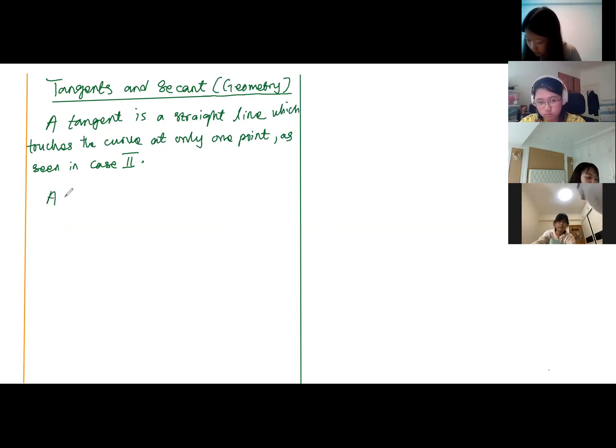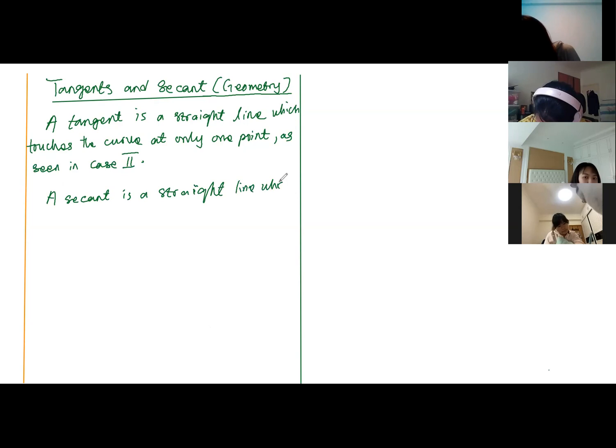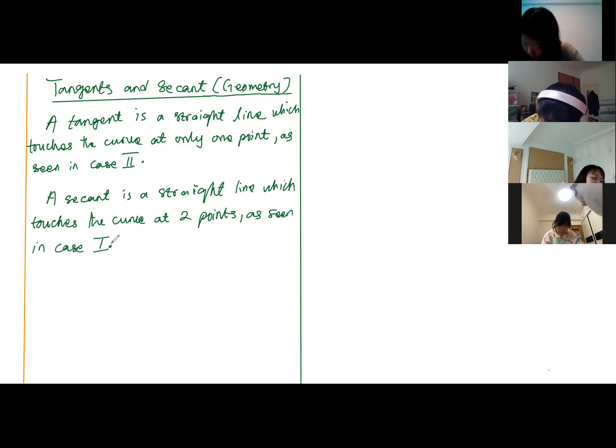A secant, on the other hand, is a straight line which touches the curve at 2 points, as seen in case 1. In case 3 it is just a line. It's not a tangent, it's not a secant.